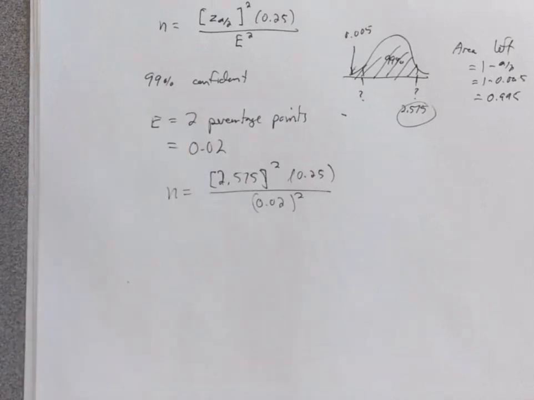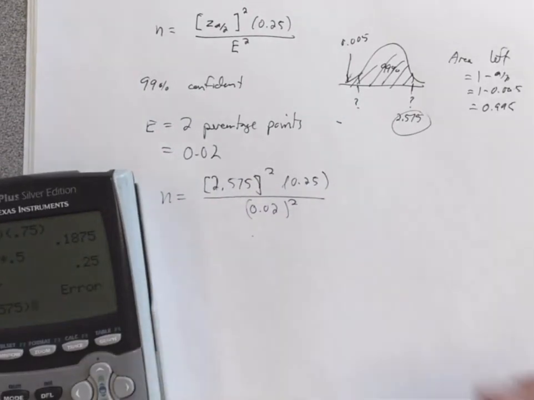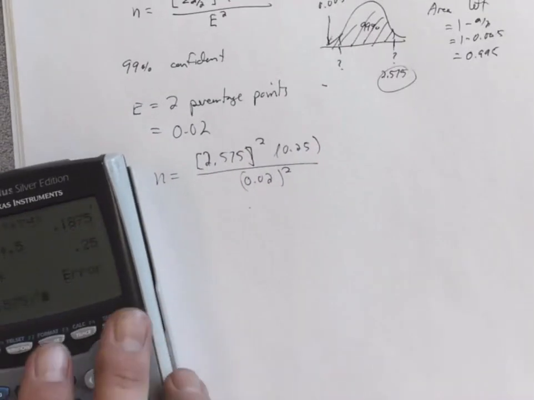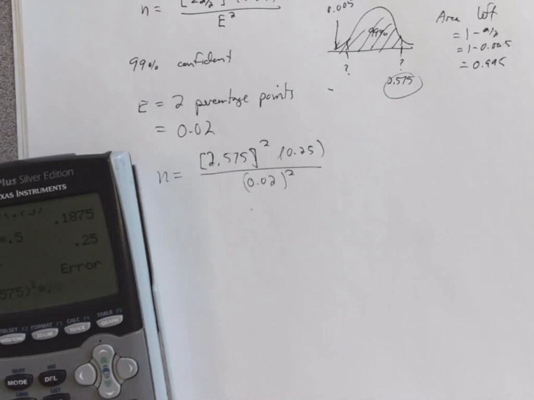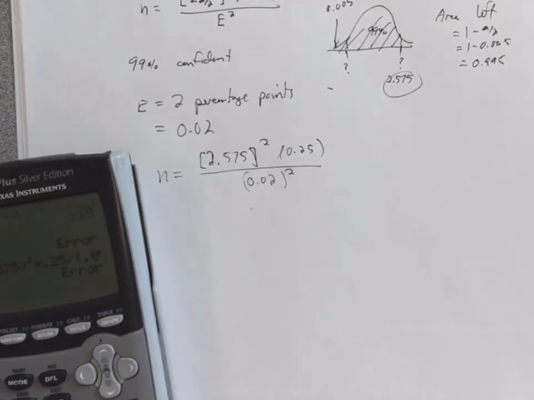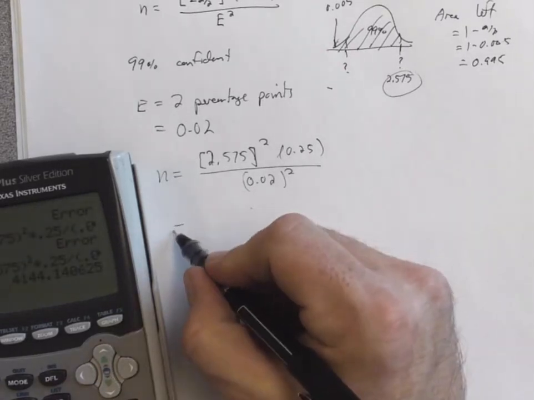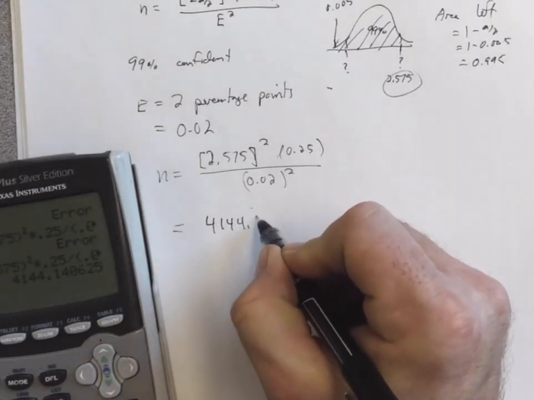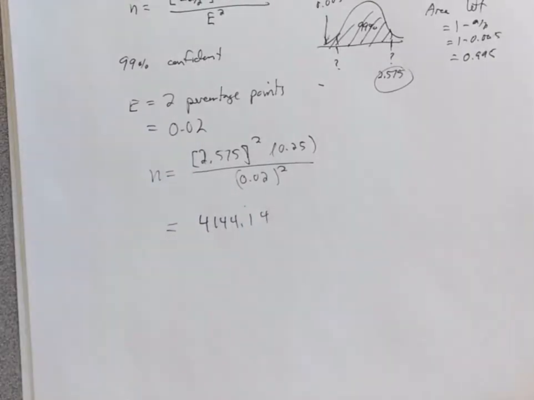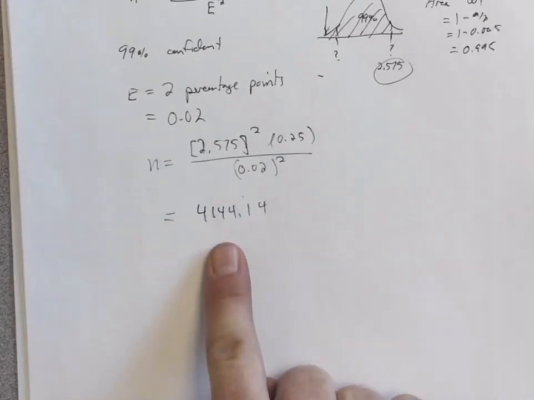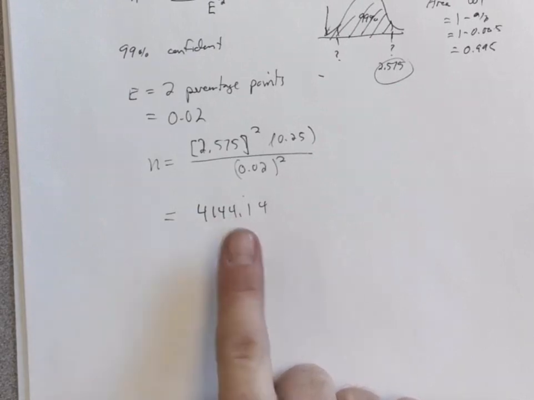Cool. So again, since this is all multiplication and division, you can plug it in just as it sits. So times 0.25 divided by 0.02 squared. Oh, I guess you can't. Let's try that again. Oh, I just forgot to put it. Okay. So what I get is 4144.14. Now, remember what this means: this is the maximum number of people that I need in order to get within 2 percentage points, right?